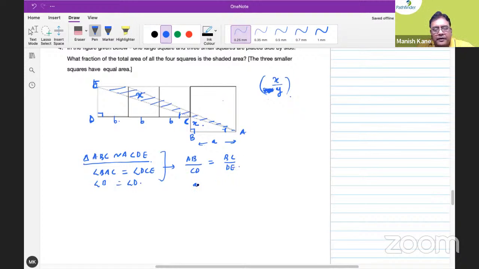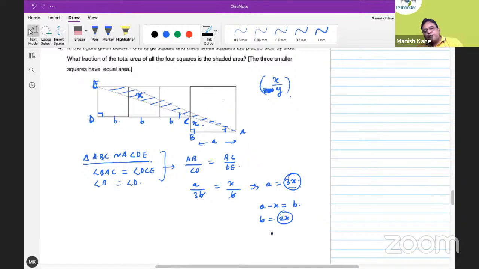What is AB? AB is A. What is CD? CD is 3 times B. Is equal to what is BC? BC is X. And what is DE? DE is again B. So it gives you a simple relation between A and X. A is equal to 3X. Correct? And it also means that A minus X is equal to B. So B must be equal to 2X. So you got 2X and 3X.